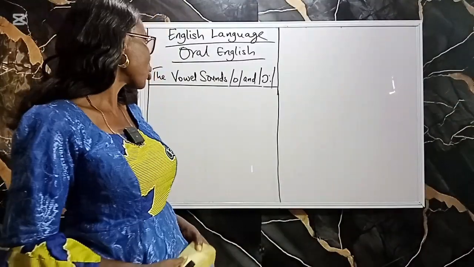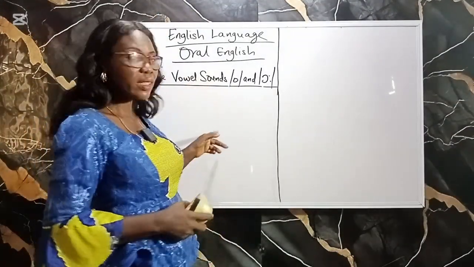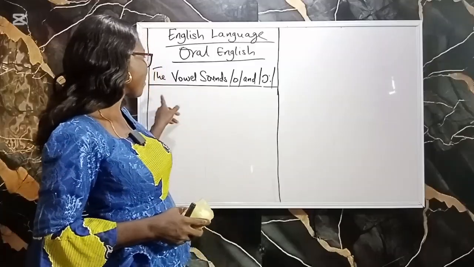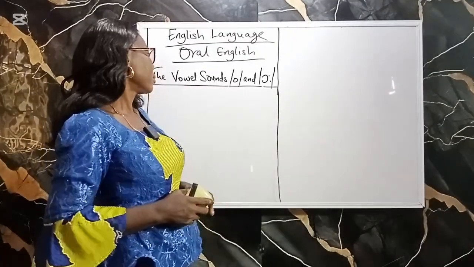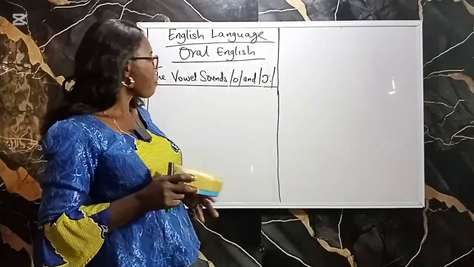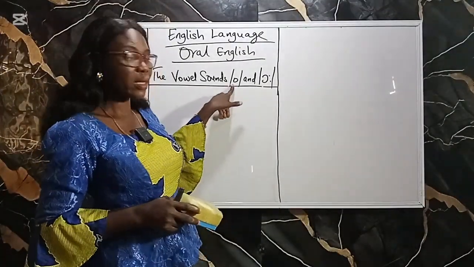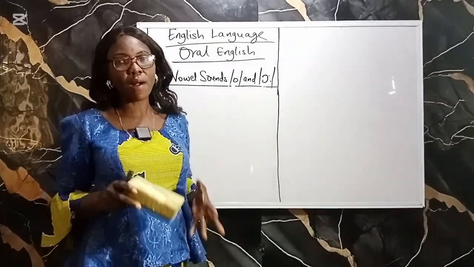Today, we are going to look at the oral part of English language. And under this oral, we are going to look at the vowel sounds /ɒ/ and /ɔː/. Now, the two sounds are pronounced alike. The only difference is that /ɒ/ is a short vowel sound, while /ɔː/ is a long vowel sound.